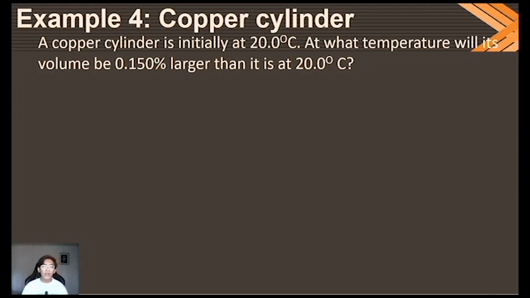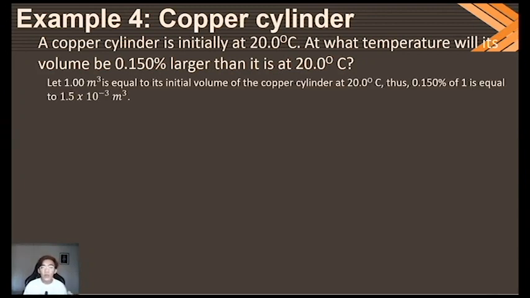Okay? So in this case, we don't know yet the initial volume of the copper cylinder. So we will form an assumption. Let 1.00 cubic meter be equal to its initial volume of the copper cylinder at 20 degrees Celsius. Thus, if we get the 0.150% of 1, that is equal to 1.5 times 10 raised to the power of negative 3 cubic meter. So let that be your delta V in this case.